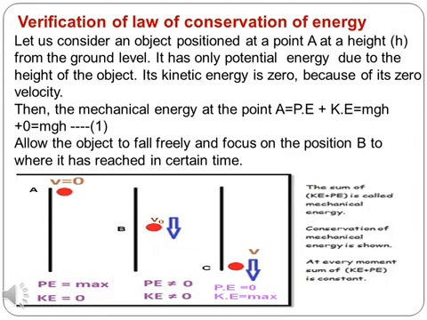Then, what should be the mechanical energy of the body at this point? It is the sum of both potential and kinetic energy. It is equal to mgh plus 0 is equal to mgh, which is the expression 1. Allow the object to fall freely and see the position B to where it has reached in certain time. See the figure given below.